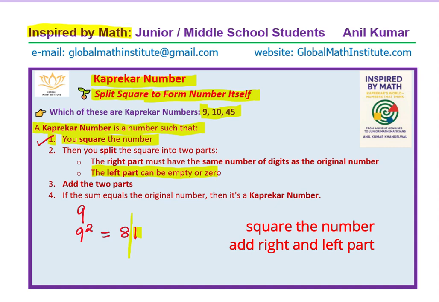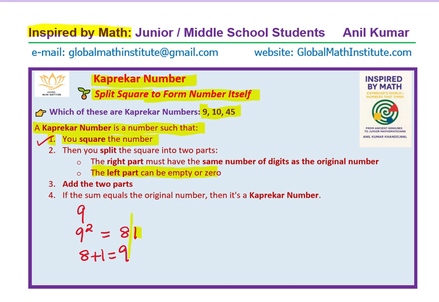Add the two parts. So, next step, add them up. If I do 8 plus 1, what do I get? I get 9. So, it says add the two parts. We add them, we got 9. Now, if the sum equals the original number, then it is a Kaprekar number. Wow! 8 plus 1 is 9. It is the same as the original number. And therefore, 9 is a Kaprekar number. So we'll put a check mark on 9 as a Kaprekar number. So I hope you have understood the whole process, correct?